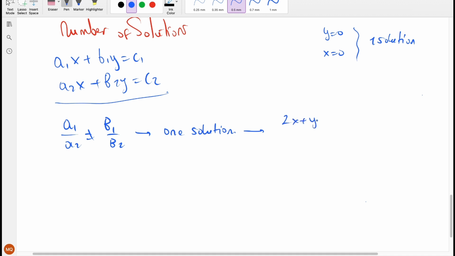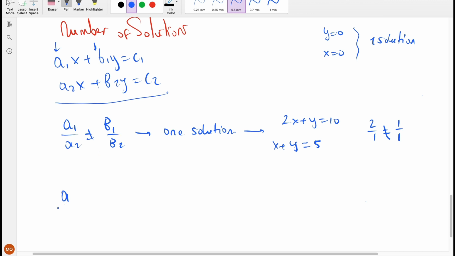Let's take an example. 2x plus y is equal to 10. Let's write x plus y is equal to 5. 2 over 1 and 1 over 1. When we do cross multiplication, we will get 2 is equal to 1, but it is not. So it is not equal. Okay, if you look at this part, and you see that they are not equal to each other, it means that there's one solution.